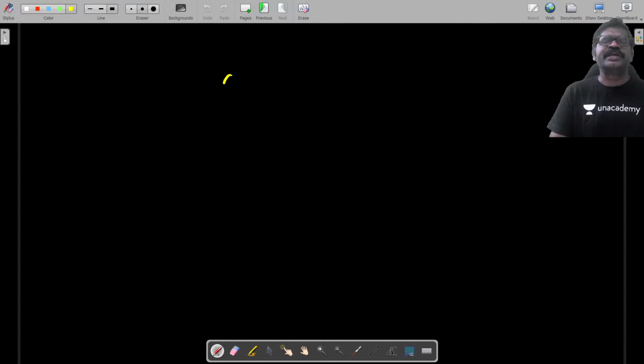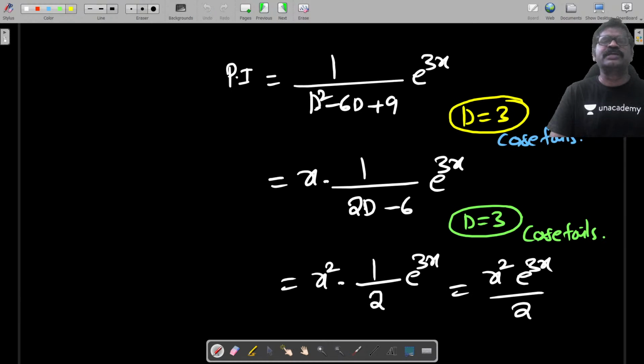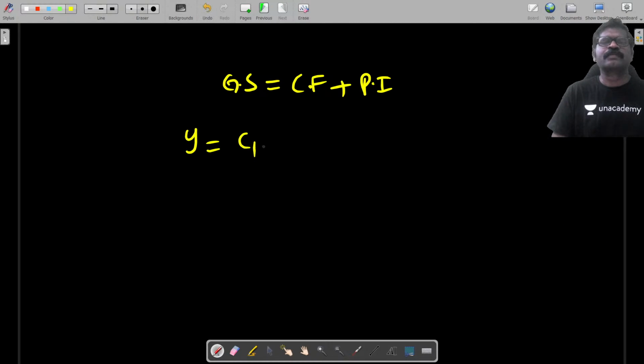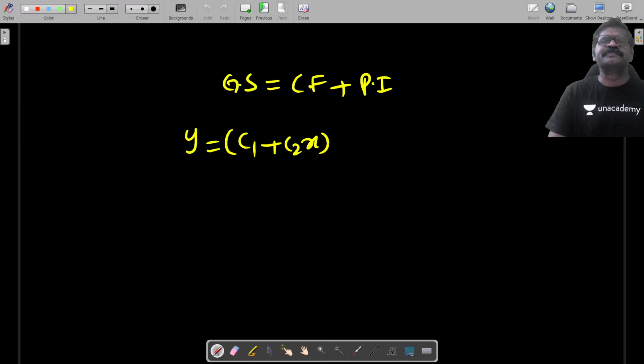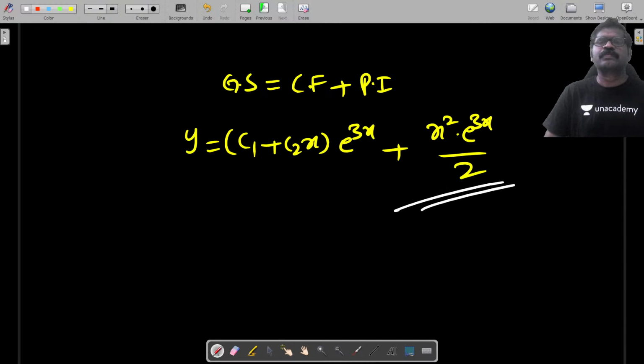Now the general solution is complementary function plus particular integral. y is equal to (C1 plus C2 x) e power 3x plus x square into e power 3x by 2.